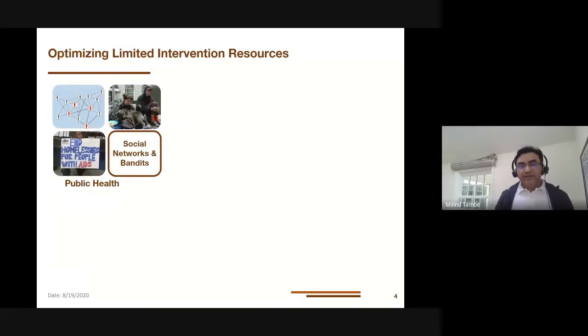With respect to public health, the challenge is that we have a limited number of social workers or public health officials. A concrete example is work we have done in homeless shelters in Los Angeles. Harnessing the social networks of homeless youth, we are able to show that our influence maximization algorithms that pick key influencers are far more effective in spreading HIV information amongst the homeless youth compared to traditional approaches. The technical area I'll discuss related to that is social networks and bandits.